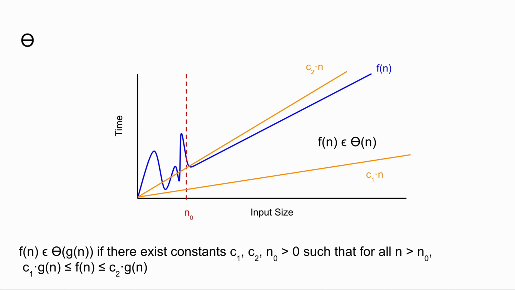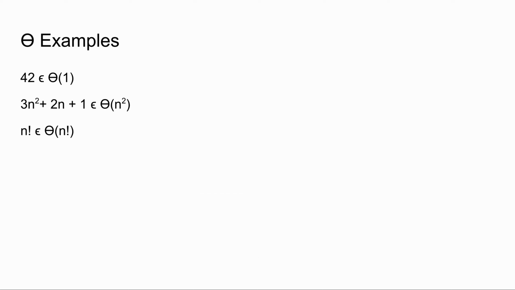So essentially, f of n is sandwiched between these two lines as we can see in the diagram. Informally, f of n is in big theta of g of n if f is the same order as g. Whereas there are many ways to correctly analyze functions using the other symbols, big theta has one correct analysis if we ignore constants. 42 is in big theta of 1, 3n squared plus 2n plus 1 is in big theta of n squared, and n factorial is in big theta of n factorial.